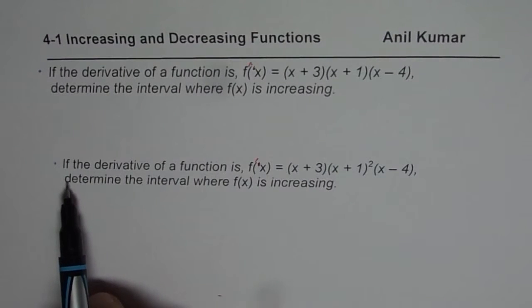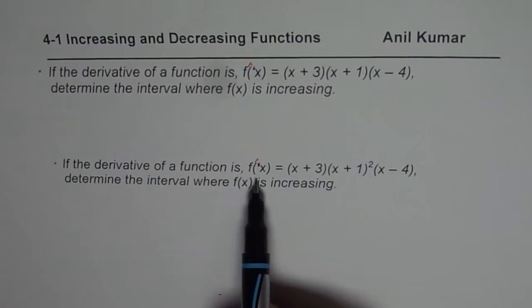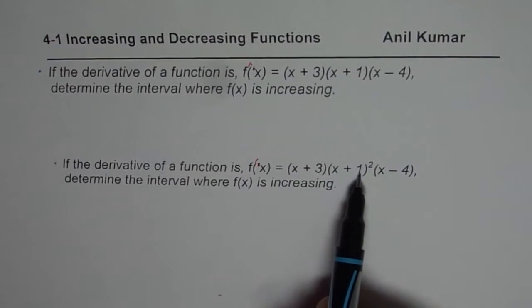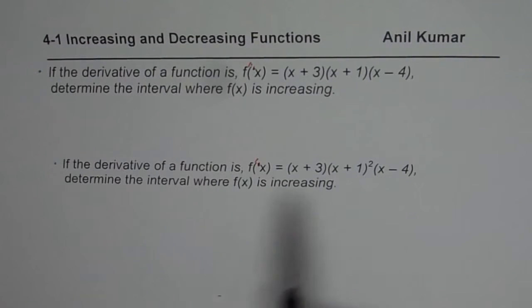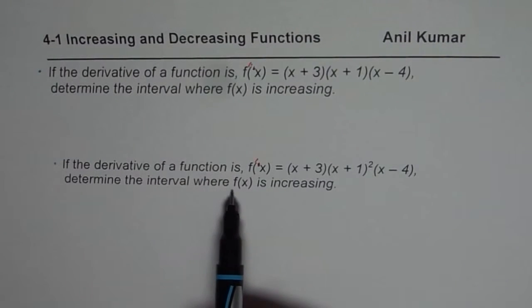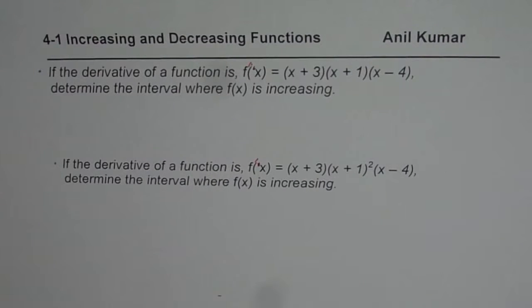The second part is a different question altogether. If the derivative of the function, f dash x, is x plus 3 times x plus 1 whole square, so that is a change, and x minus 4, determine the interval where the function is increasing. So you need to find the increasing interval of the function when the equation for the derivative is given to you. You can pause the video, answer, and then look into my suggestion.